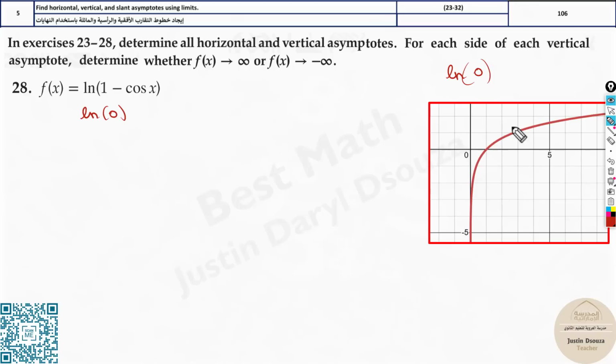But where is the horizontal asymptote? There are none. You can try it in your calculator by taking limits. You can see there is none. It goes from minus infinity to plus infinity. It keeps on going.